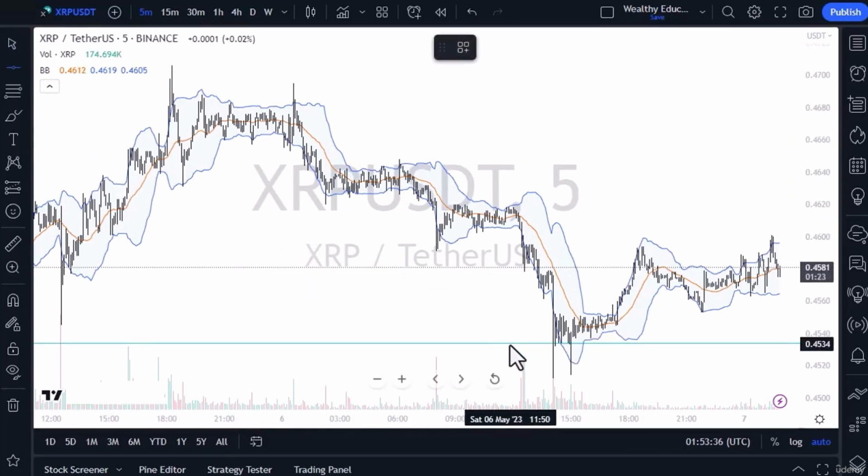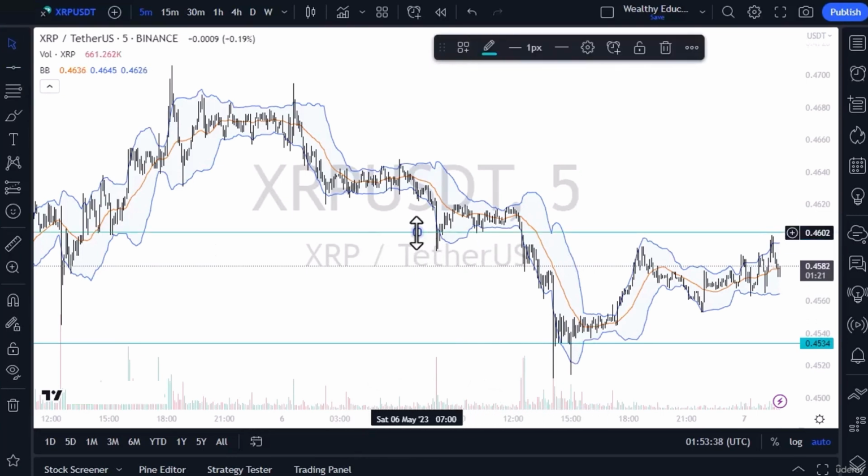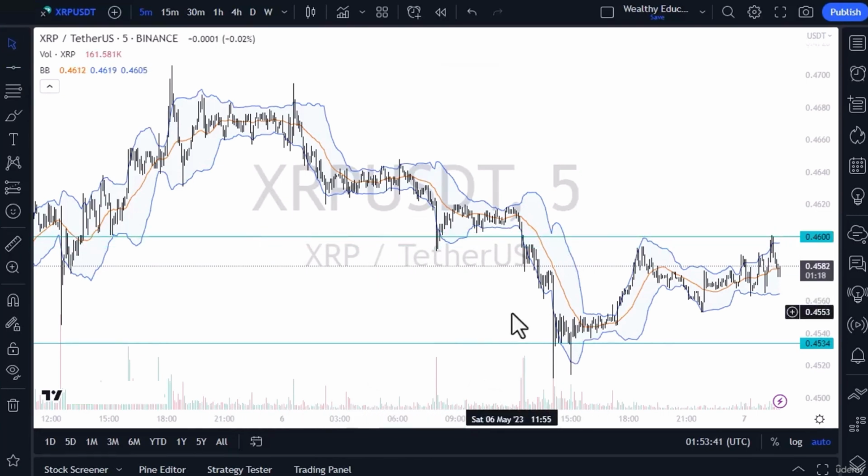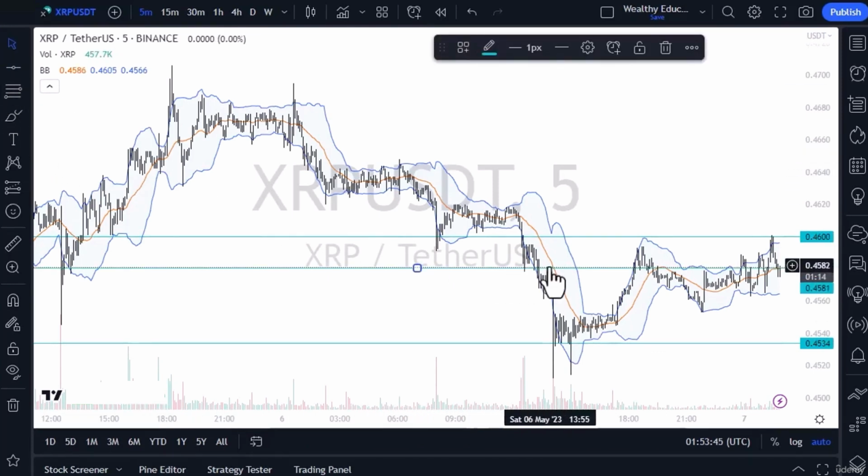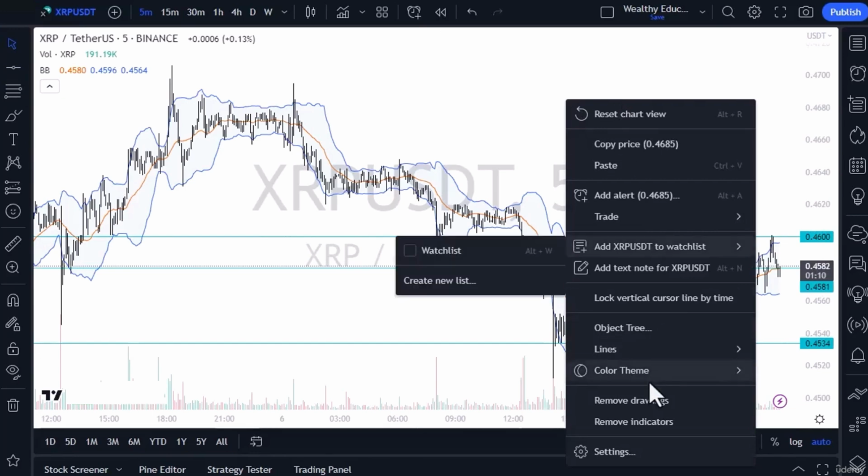So where could it go from here? Well, that was previous support and resistance. That's basically where we got to. You could make an argument for support and resistance there as well. So that works out.